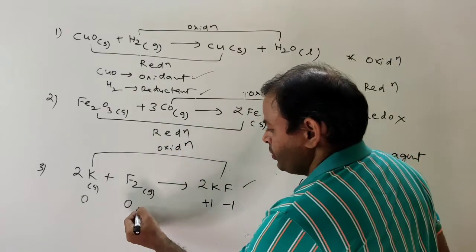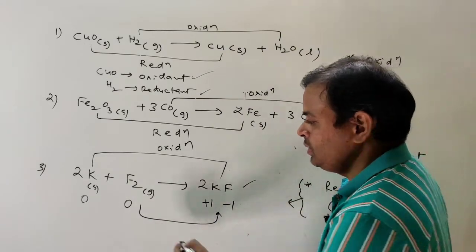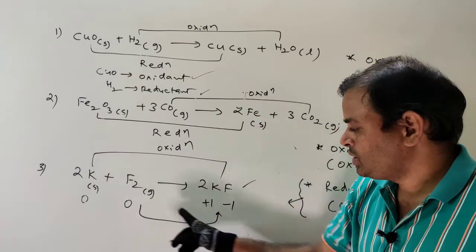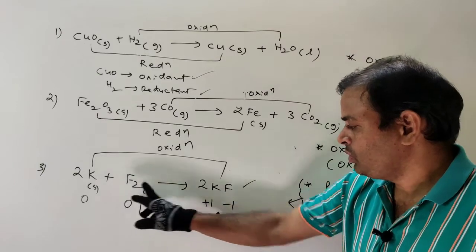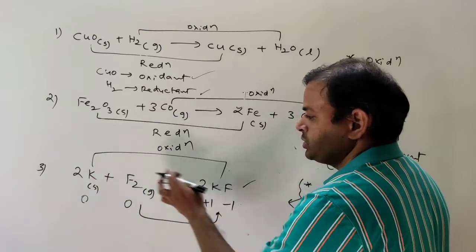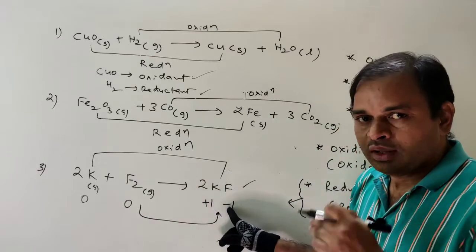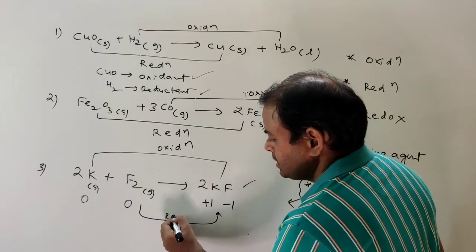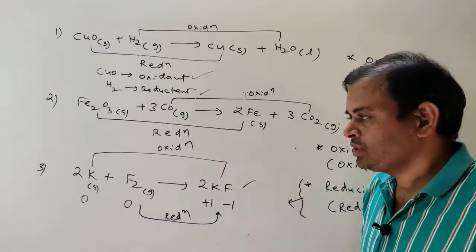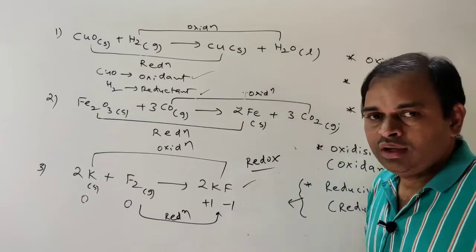And now F2 to KF. Consider this reaction. Here F2 is 0, and F in KF is -1. Is it decreased or increased? Oxidation state 0 to -1 means you should consider only fluorine. With respect to the previous reaction, you should consider only potassium. So here 0 to -1, the oxidation state is decreased. That's why it is a reduction reaction. As this reaction has both oxidation and reduction, this is also a redox reaction.